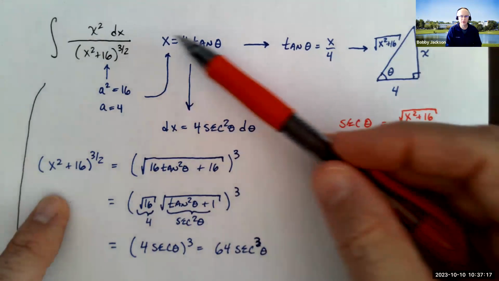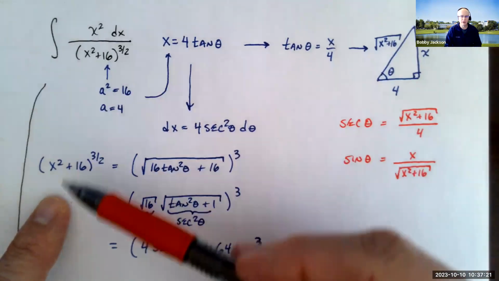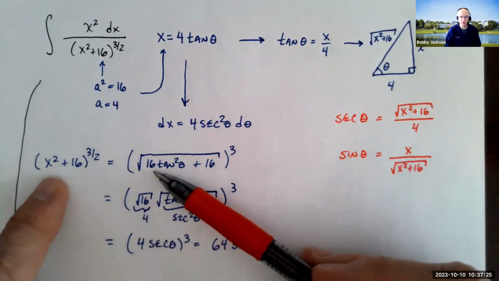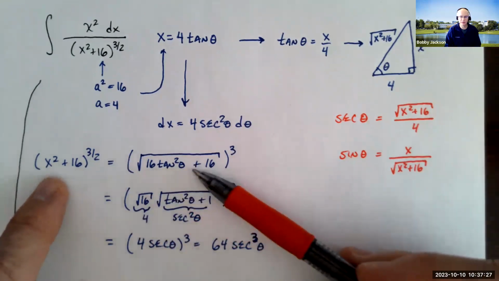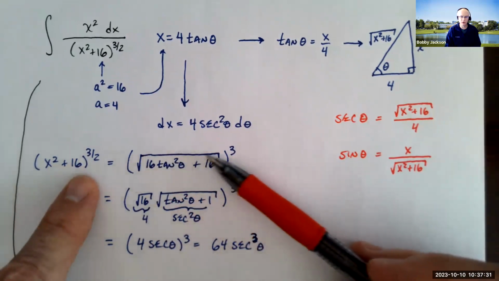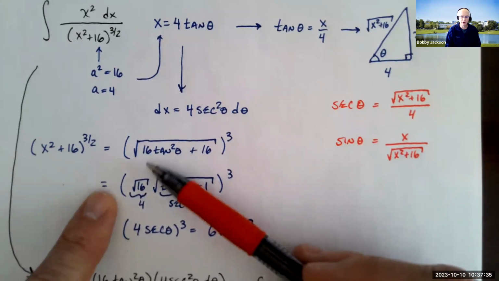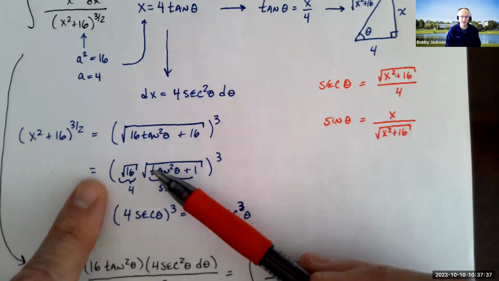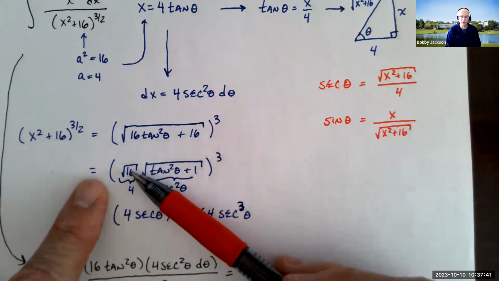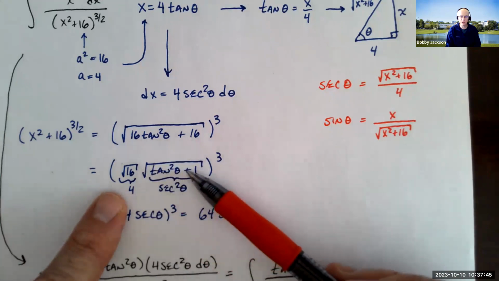So that's the dx. Of course, x squared is going to be 16 tangent squared theta. And then x squared plus 16 will be 16 tangent squared theta plus 16. And to the 3/2 power, as I said a minute ago, is the square root of that stuff, and then we're going to cube it. Okay. So under the radical, I can factor out a 16. And then the product can be factored as the square root of 16, which is 4, times the square root of what's left, tangent squared theta plus 1.